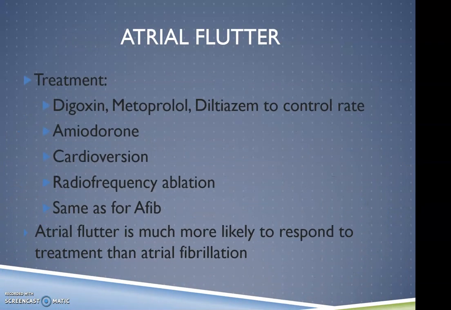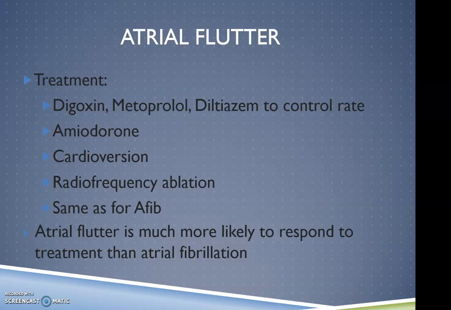So our treatment: digoxin moves to the front of the line because it's mostly heart failure patients you're going to see this in. You're going to see metoprolol and diltiazem to try to control the rate, and amiodarone, an antiarrhythmic. Remember what I said about meds. You're going to want to review digoxin, metoprolol tartrate, diltiazem, amiodarone. You're going to want to familiarize yourself with these. Amiodarone is an antidysrhythmic.